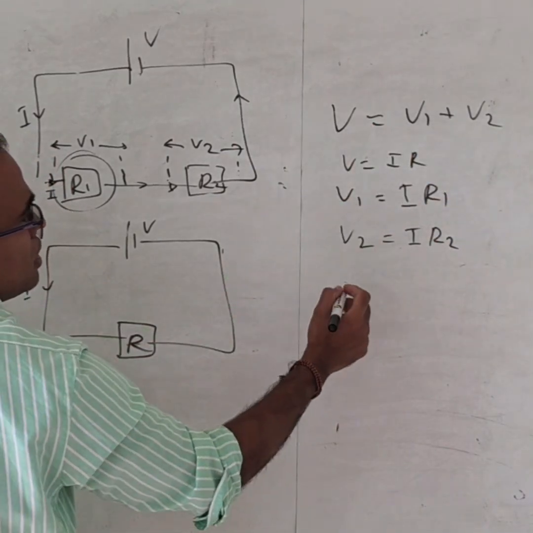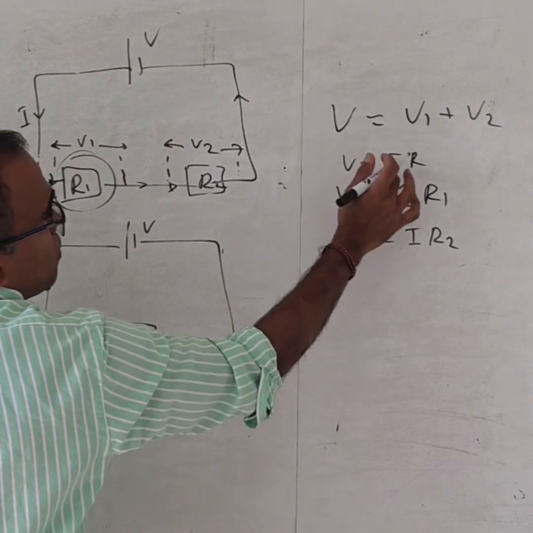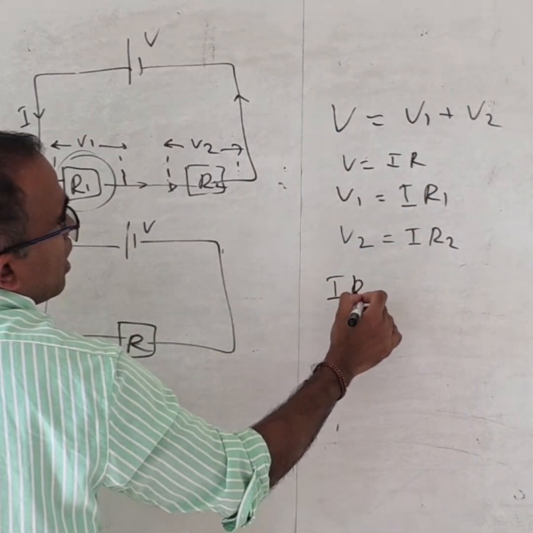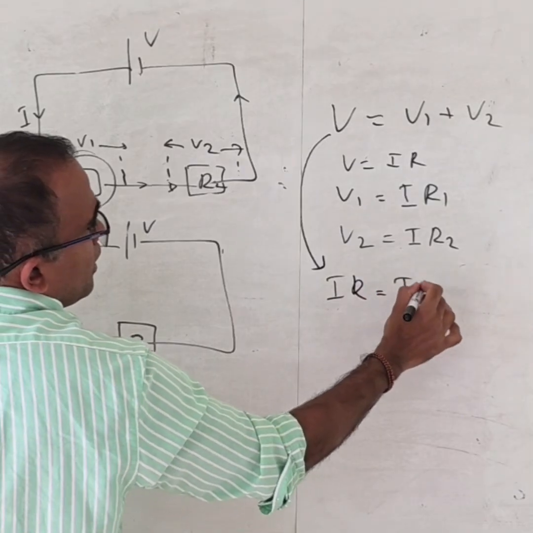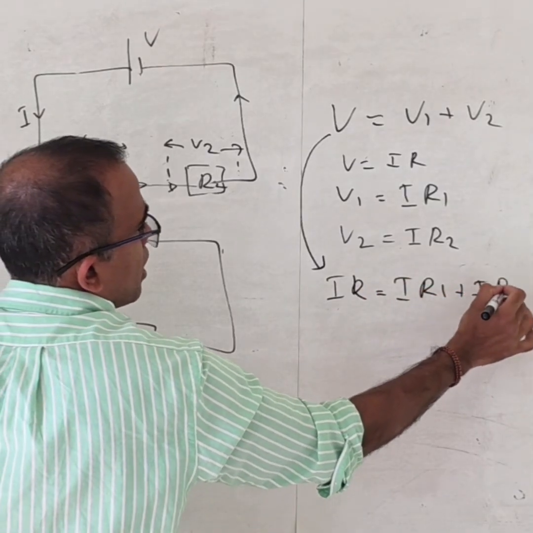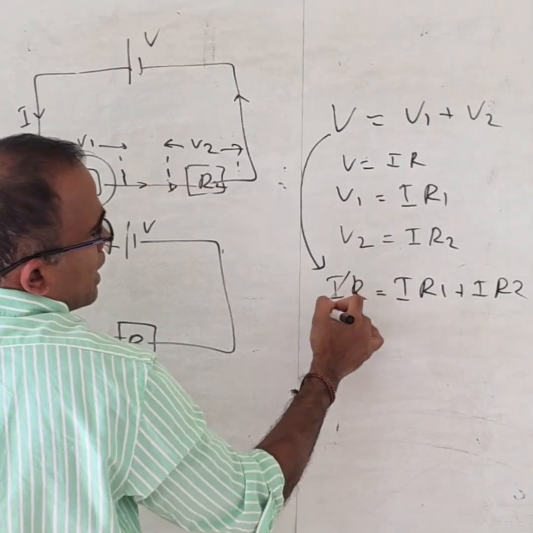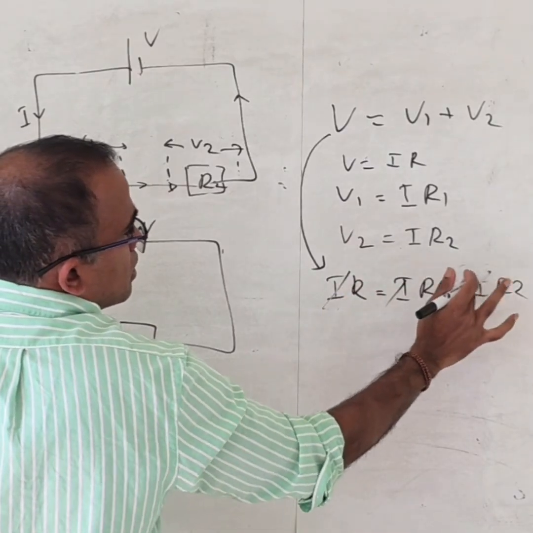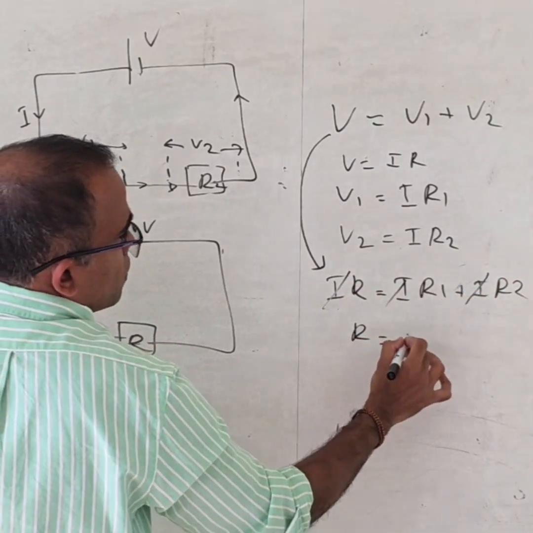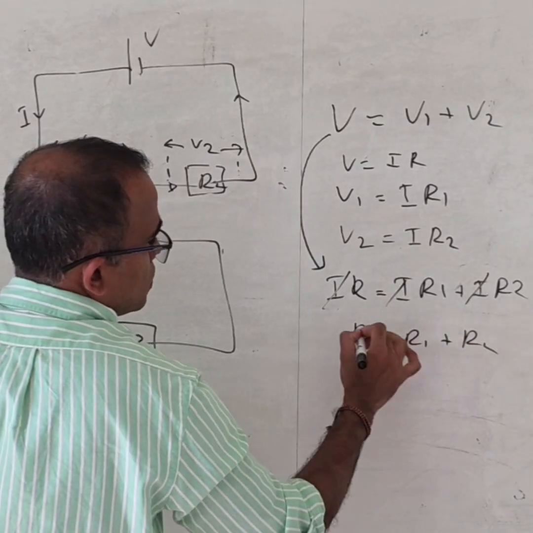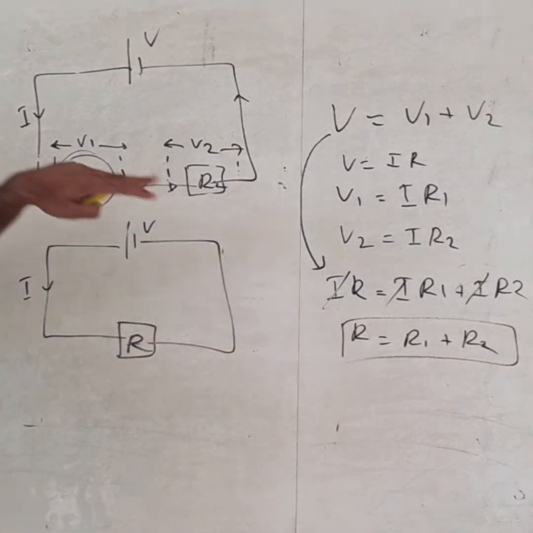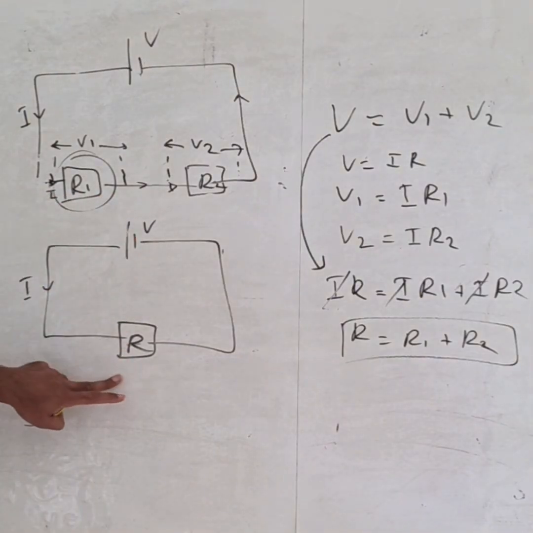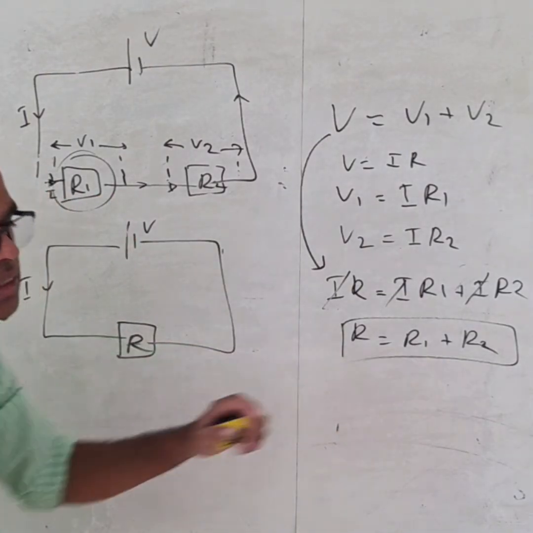In the second circuit also we can say V is equal to IR. So if I put it in this equation, IR is equal to IR1 plus IR2. All I's are cancelled. So R is equal to R1 plus R2. So if you have the resistors in series, to find out the resultant resistor, you have to add it.